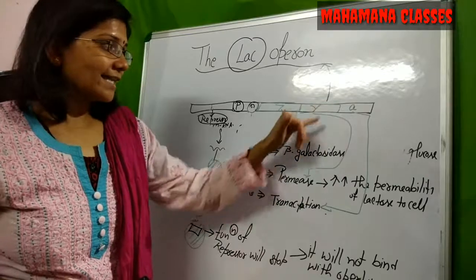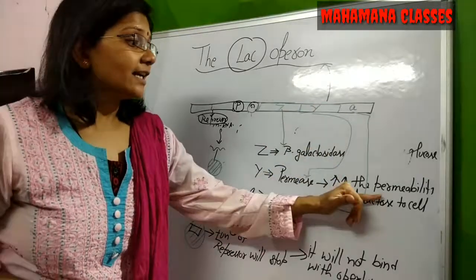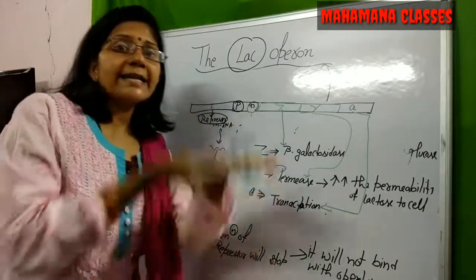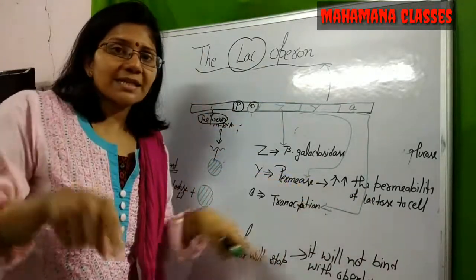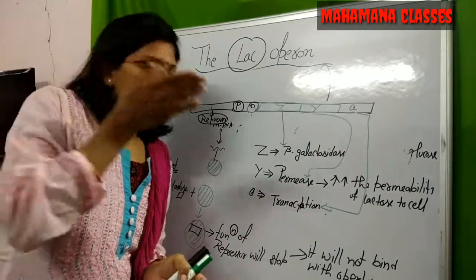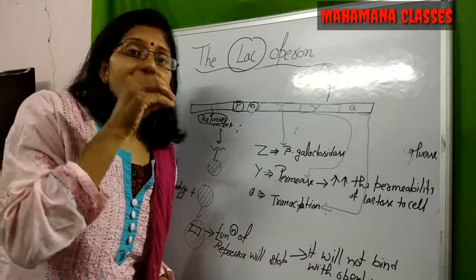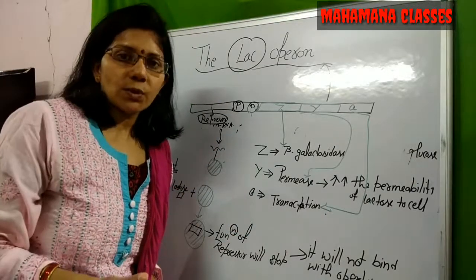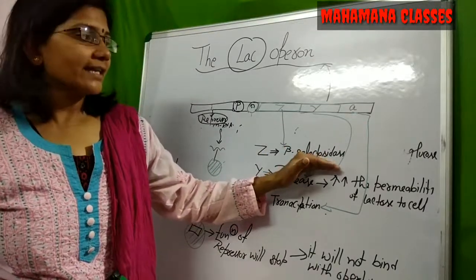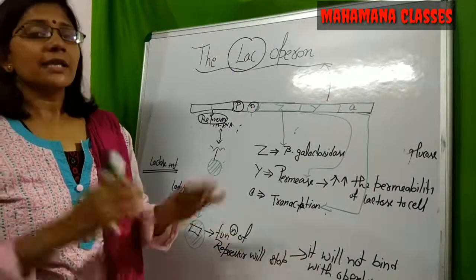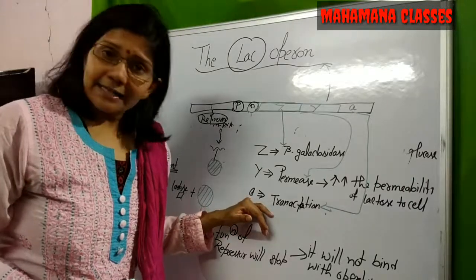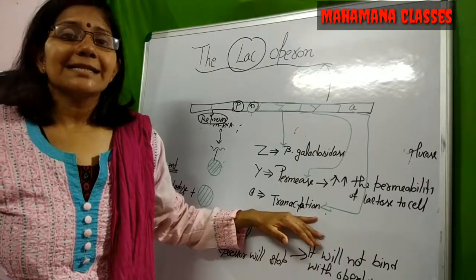Due to permease, as the Y is going to form permease, the permeability of lactose to the prokaryotic cell increases. So lactose which is present in proximity of the prokaryotic cell will enter inside the cell and will act as the energy source if there is no presence of glucose, and this beta galactosidase will work on that lactose and form galactose and glucose, and the gene A will help in transacetylation.